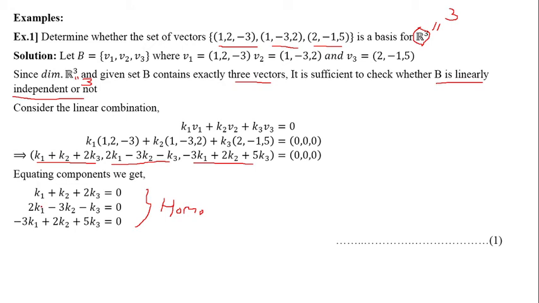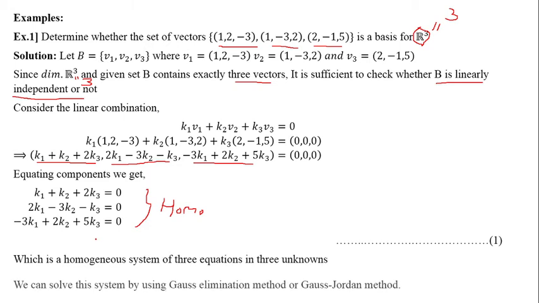So, a homogeneous system of 3 equations in 3 unknowns. To determine k1, k2, k3, you can apply the Gauss elimination method or the Gauss-Jordan method. These methods we have seen in unit number 1. So you must try these methods and find the values of k1, k2, k3. Alternatively, we can apply the determinant criteria. So what is that determinant criteria?